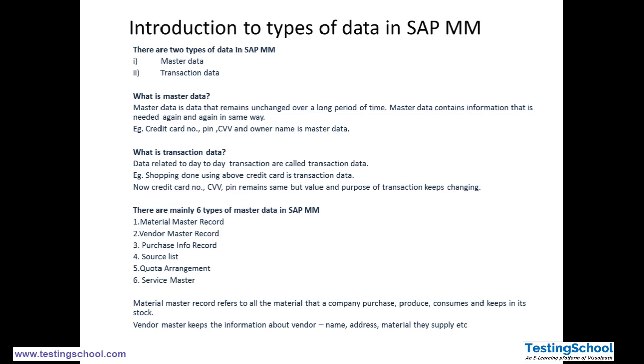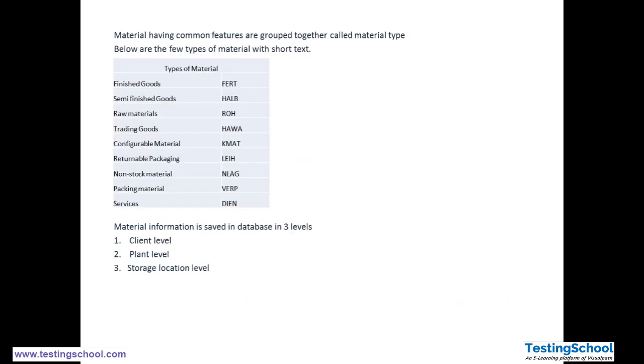There are 6 types of master data in SAP. SAP MM has 6 types of master data: material master, vendor master record, purchasing information record, source list, quota arrangement, and service master. Material master record refers to all the materials that a company purchases, produces, consumes, and keeps in its stock. Vendor master keeps the information about the vendor: name, address, and the material they supply.